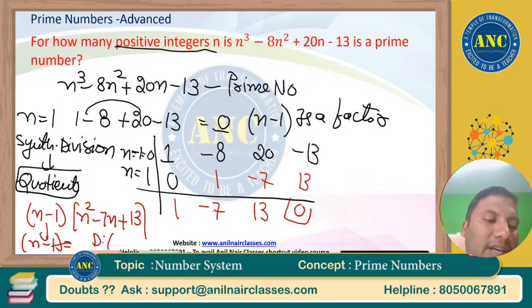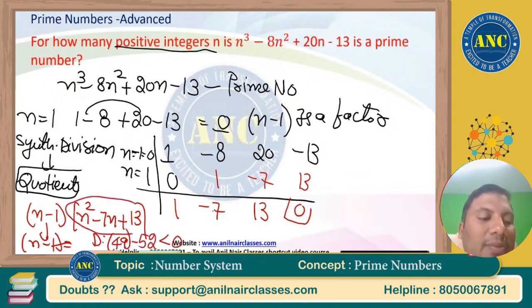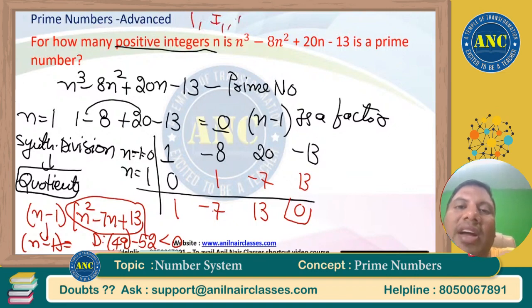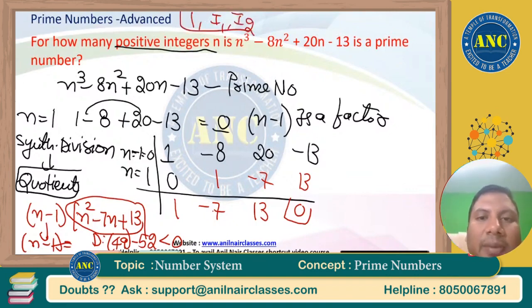The discriminant, b square minus 4ac, is minus 52. It is less than 0. That means the roots are imaginary. So I am getting 1, i1, i2. I hope it is clear. Again I am repeating.